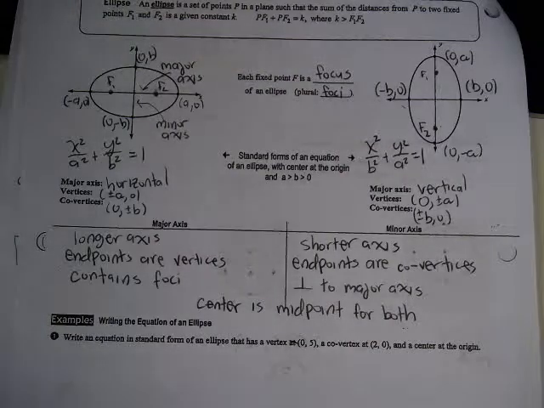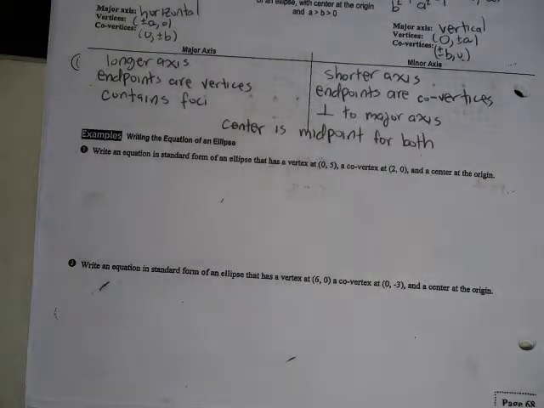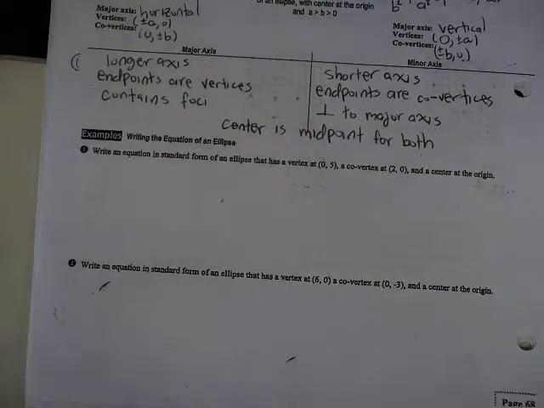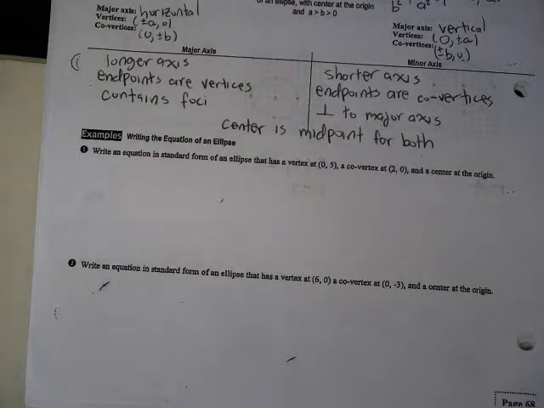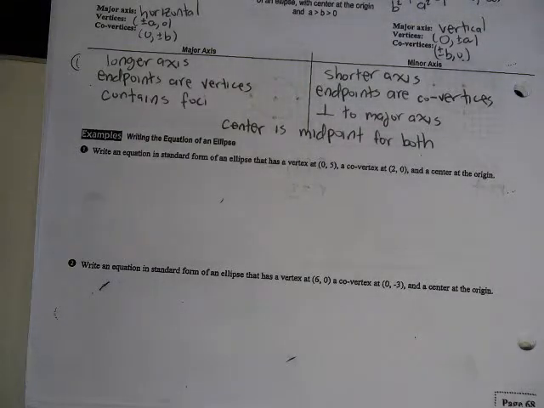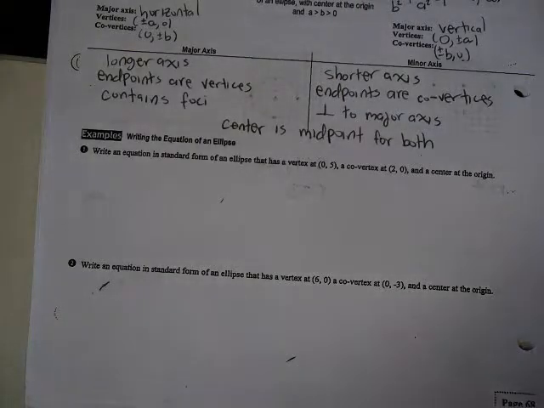Alright, let's try an example. Write an equation in standard form of an ellipse that has a vertex at 0, 5, a co-vertex at 2, 0, and a center at the origin. So my first step, as usual, will be to draw a picture.